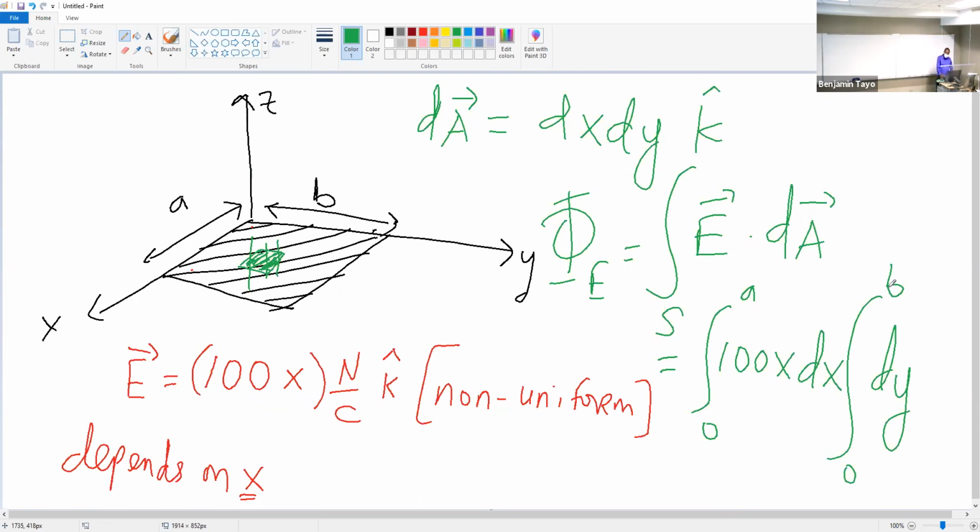Now, let's see what this integral gives us. If you integrate 100x, you get 100x squared over 2. So this is just going to be equal to, let's say, 50a squared times b. That's my electric flux.